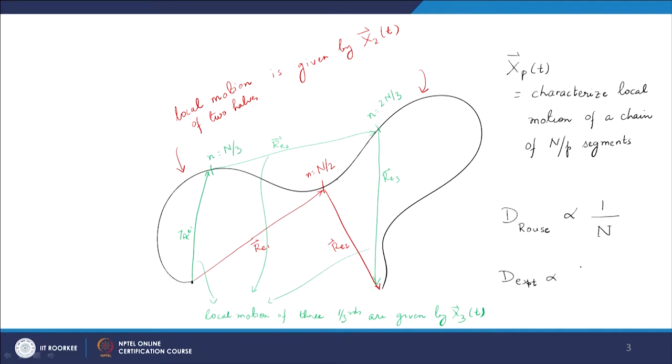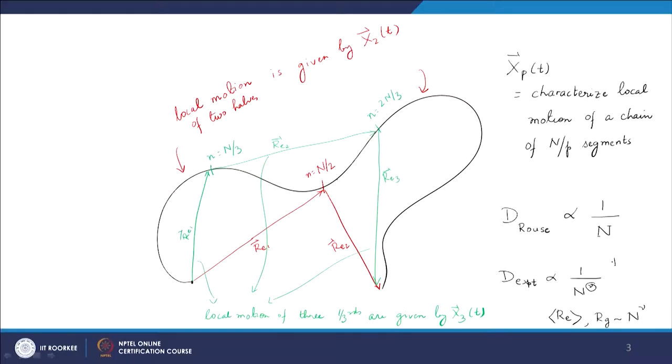The scaling experimentally is found to be something like 1 by n to the power nu, where nu happens to be the same scaling coefficient that we had got for the RE or the RG, as we were doing in the very beginning of the course. We obtained certain scaling for RE and RG using random walk models, and they were of course different in a good solvent, a bad solvent and the theta solvent regimes. Those scaling laws do appear again in diffusivity, and this is what is referred to as dynamical scaling. And what we had earlier is referred to as static scaling.